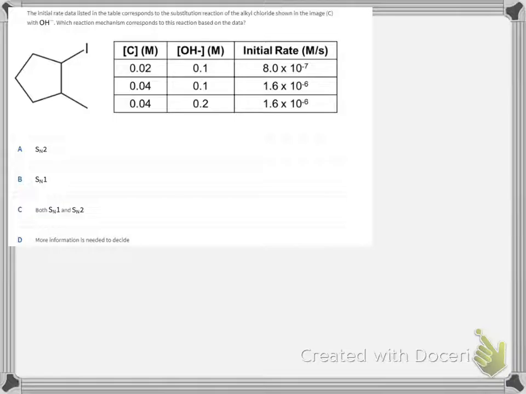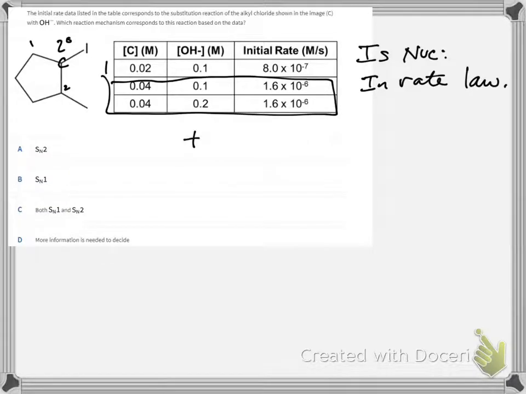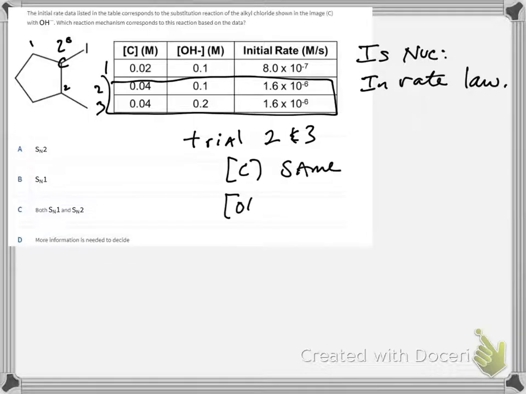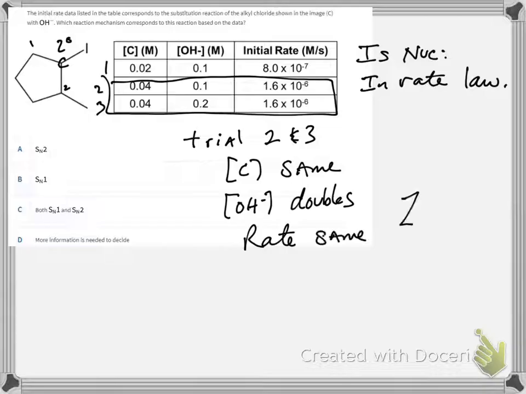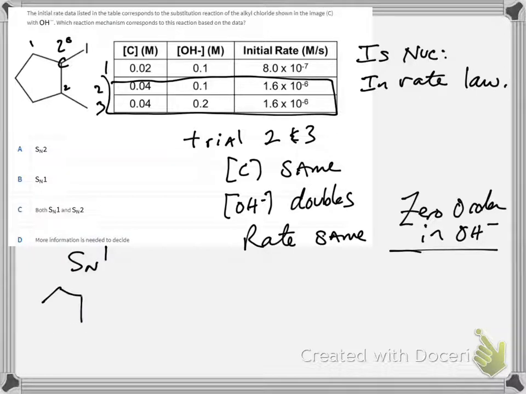Okay, here's another secondary carbon. So let's take a look at its analysis. All right, so here's the nucleophile in the rate law. That's the number 1 step. We look at trials 2 and 3. We see that when we double the concentration of hydroxide, the rate does not change. So we double hydroxide, rate stays the same. So we know we're dealing with zero order nucleophile, which is SN1.